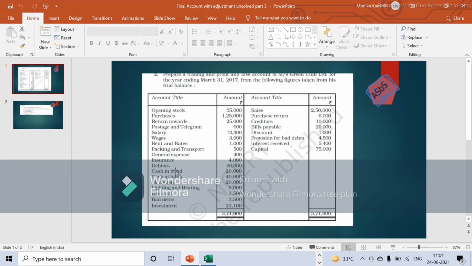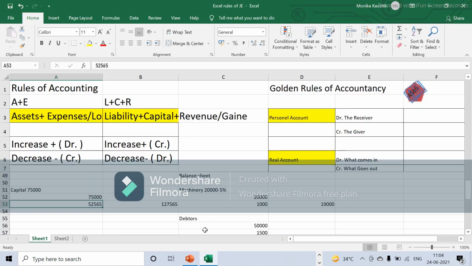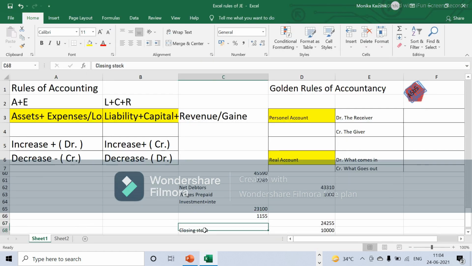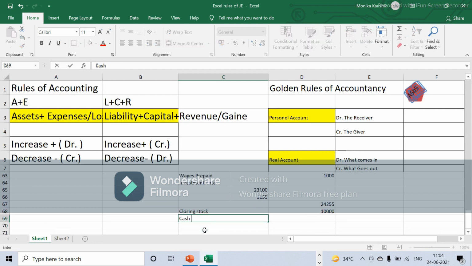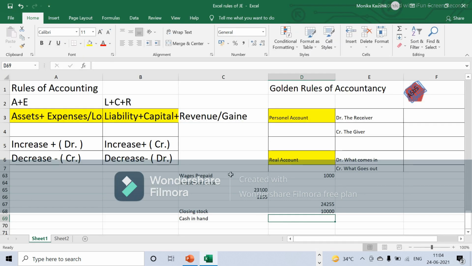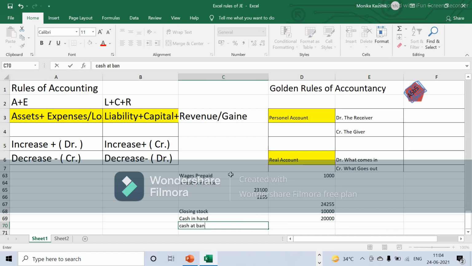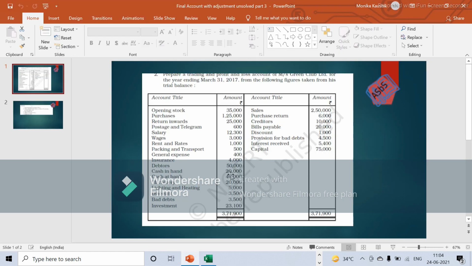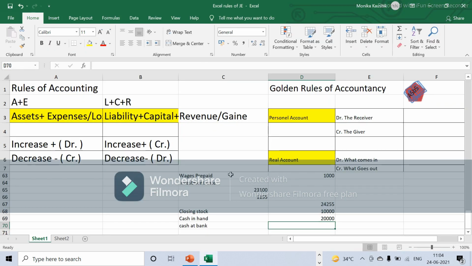Debtors we have already covered. Cash in hand and cash at bank. Let's write down cash in hand and cash at bank. If you want to prepare the balance sheet in grouping, then you can make the heads of current assets and non-current assets. Cash in hand is 20,000 rupees. Cash at bank, 40,000.